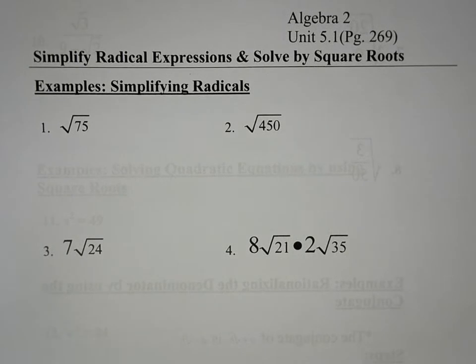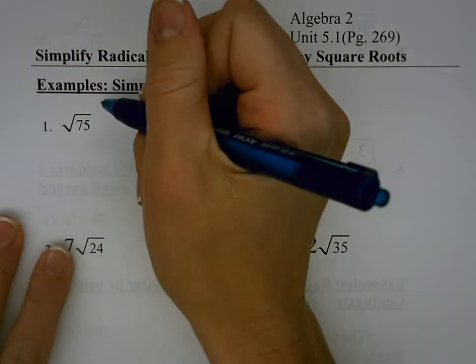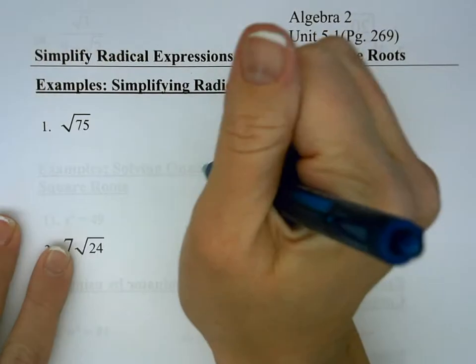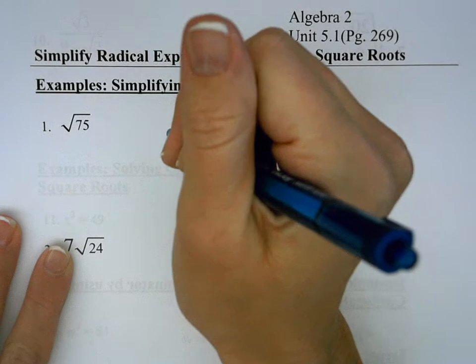Today we're talking about how to simplify radical expressions and solve by square roots. Okay, so square root, square means what? 2. You guys are smart. Okay, so you should know this from Algebra 1, but we're going to break this down to figure out if we can find 2 of any of the same numbers.